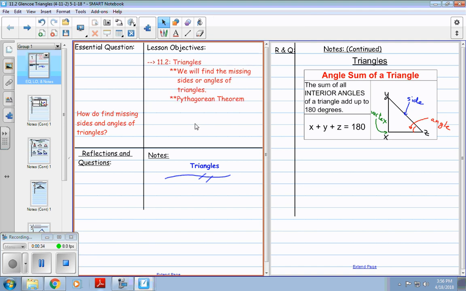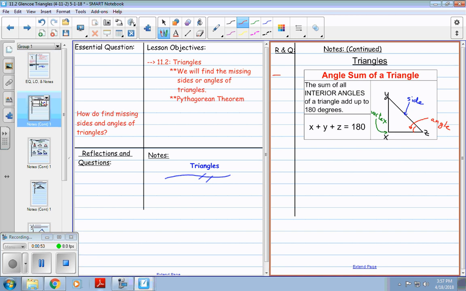So our focus throughout this lesson is we're learning about triangles, and our goal is to be able to find the exterior angle of a triangle, maybe a missing interior angle of a triangle, and even at the very end of the lesson, a missing side of the triangle. The key to most of the problems in this lesson, except for the Pythagorean theorem problems, is going to be the angle sum of a triangle formula.